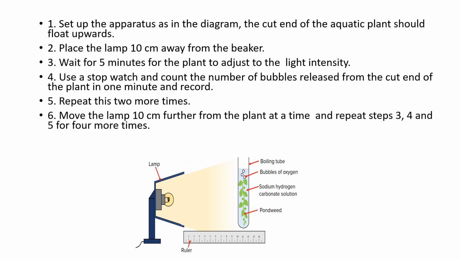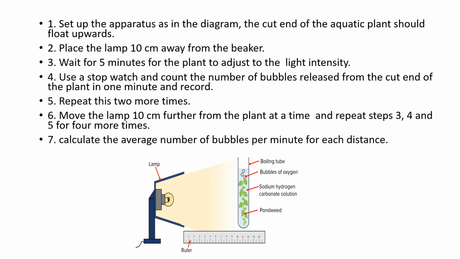Then move the lamp 10 centimeters further from the plant at a time and repeat steps 3, 4 and 5 for 4 more times. Once you are done, you can calculate the average number of bubbles per minute for each distance of the lamp.